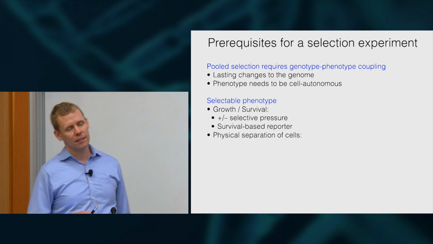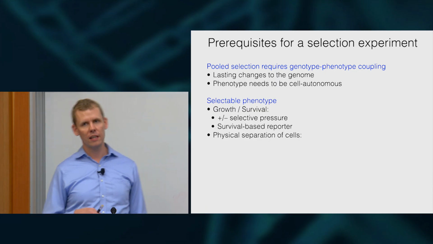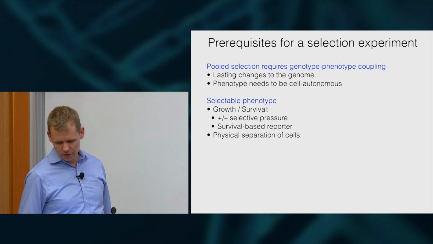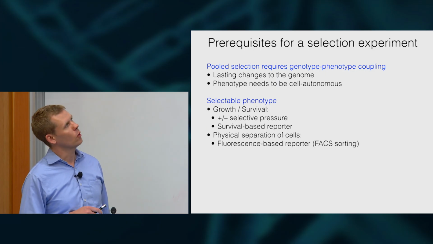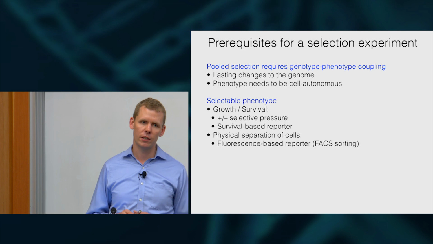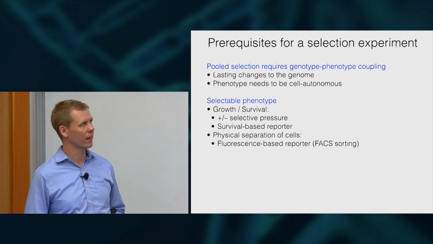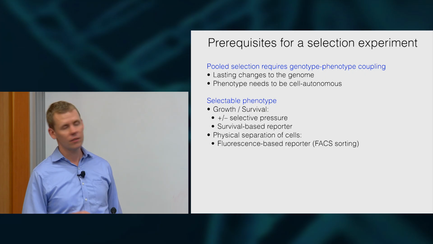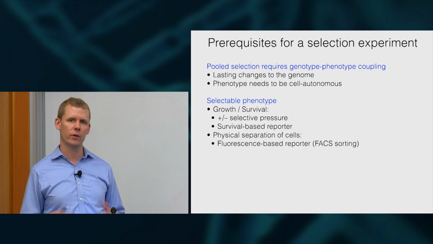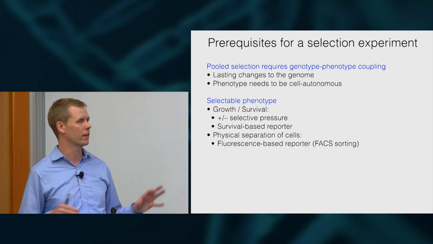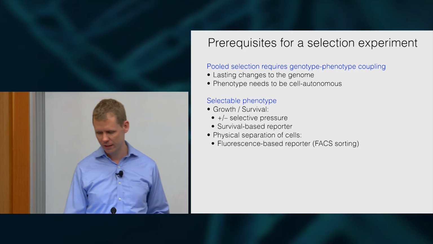But there's a whole other class of questions that you can't couple to cell survival or cell growth, but that you can solve by physical separation of cells. Examples for that would be anything where you can build a fluorescence-based reporter for your phenotype of interest. And I'll show some recent and unpublished examples for that later on. Because then you can use FACS sorting to physically separate out cells that have the phenotype of interest.